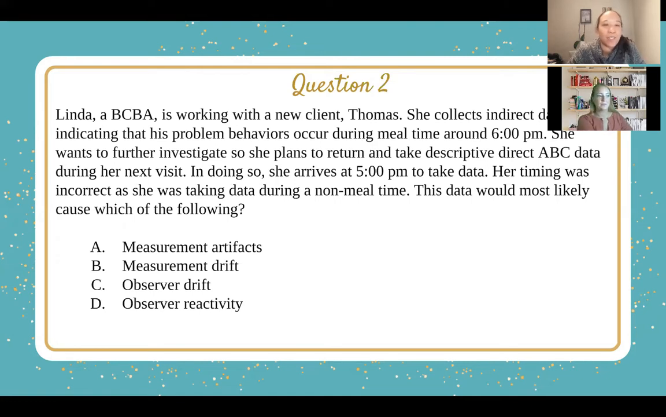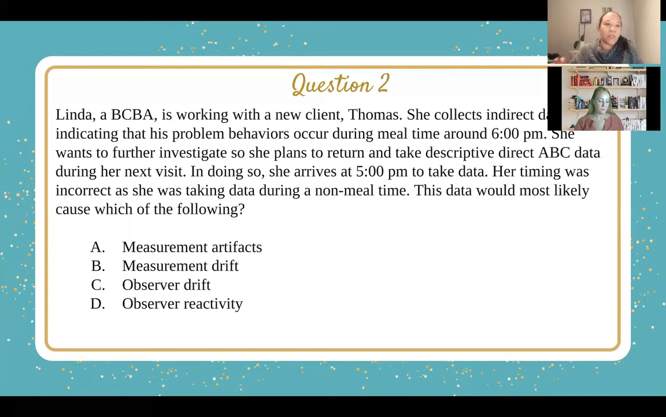So this answer here is going to be measurement artifact, right? Because a measurement artifact is when it makes it look like a behavior either occurred or didn't occur because of the way you're recording it. So here the data is not valid, right? She's there at the wrong time. And by being there at the wrong time, she's creating an artifact with the data she's recording.